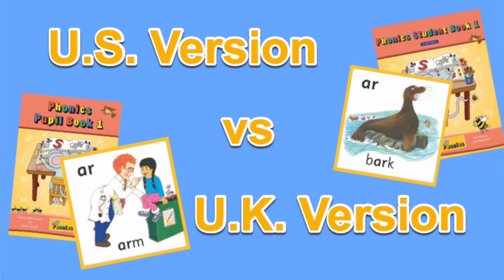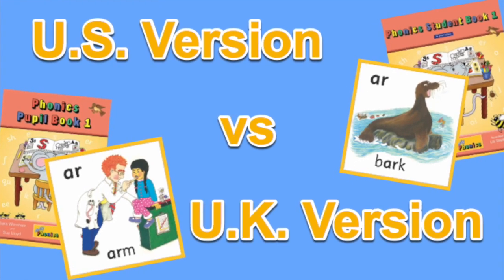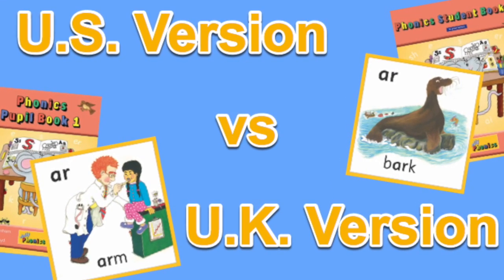So the question we get asked the most often is, what's the difference between a pupil book and a student book? To answer this, we're going to take a look at a bigger question: what's the difference between the British edition of materials and the North American version of materials? When Jolly Phonics started about 30 years ago, they only offered the British version of materials, but over time they noticed that there was demand for good synthetic phonics materials in North America, and so they made some adaptations and created a North American version.